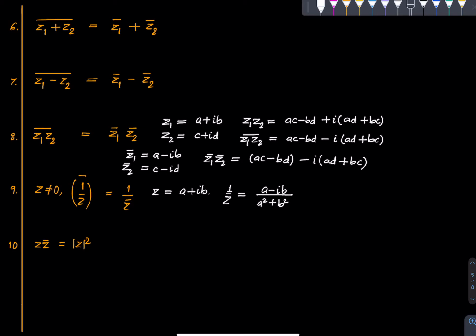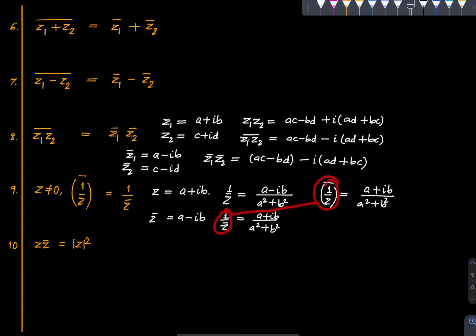Then what do you do? So 1 upon z whole bar is clearly a plus ib upon a square plus b square. Then, what is z bar? z bar is a minus ib. So 1 upon z bar therefore is a plus ib upon a square plus b square, and that is same as what we just computed. So this and that are the same because we get the same expression. So just remember that. And this is very, very useful.